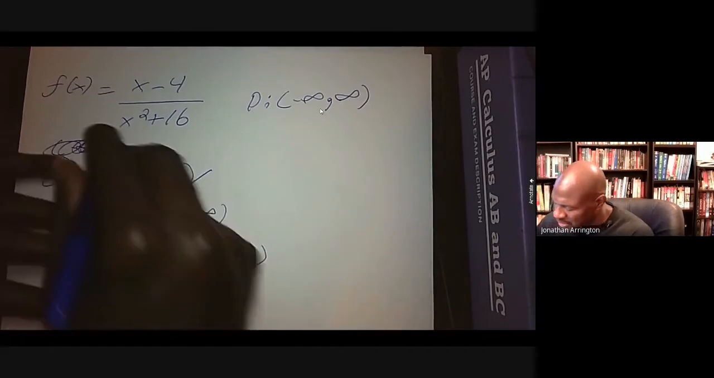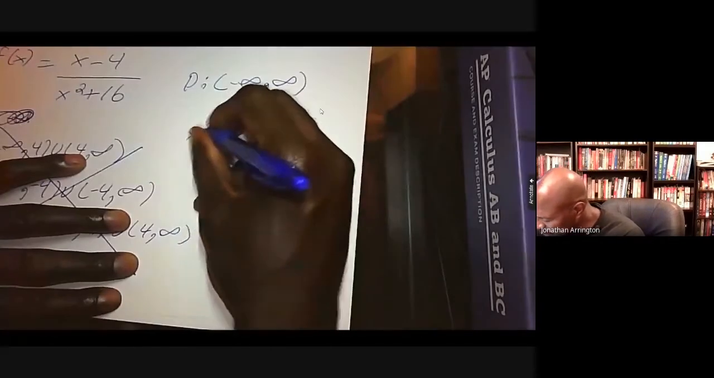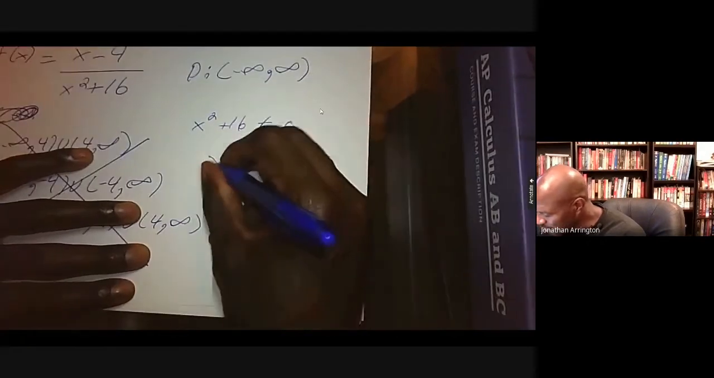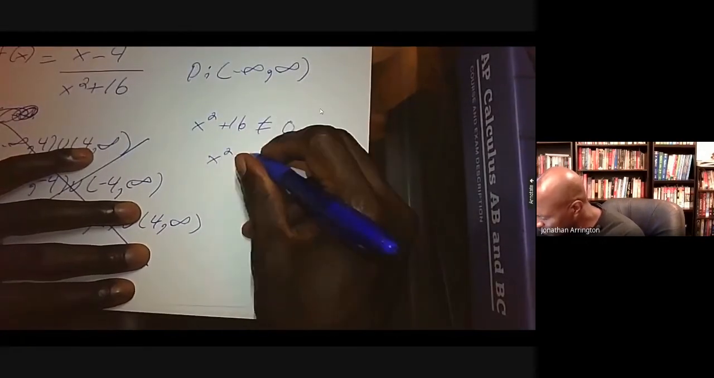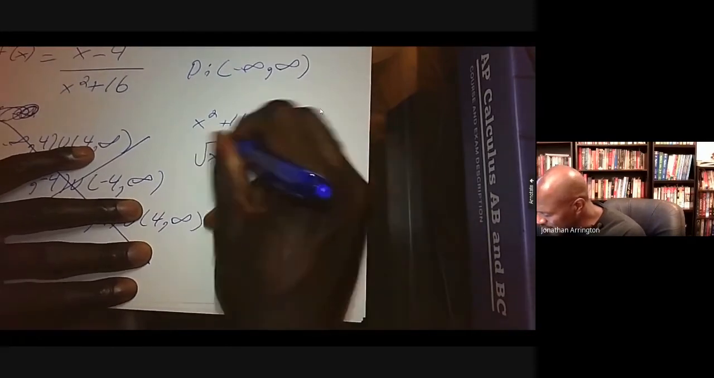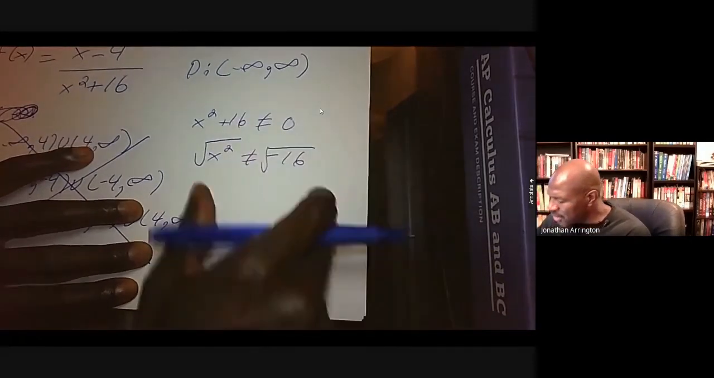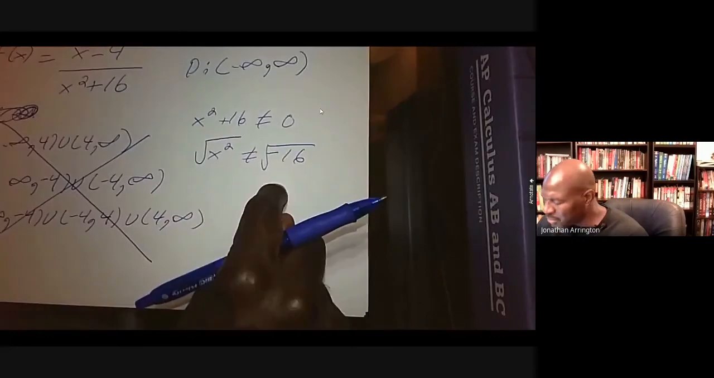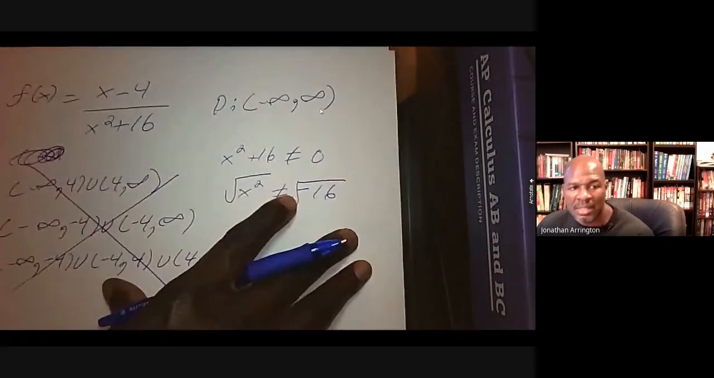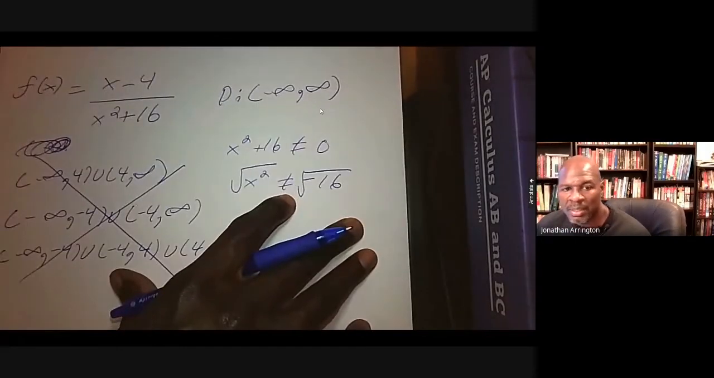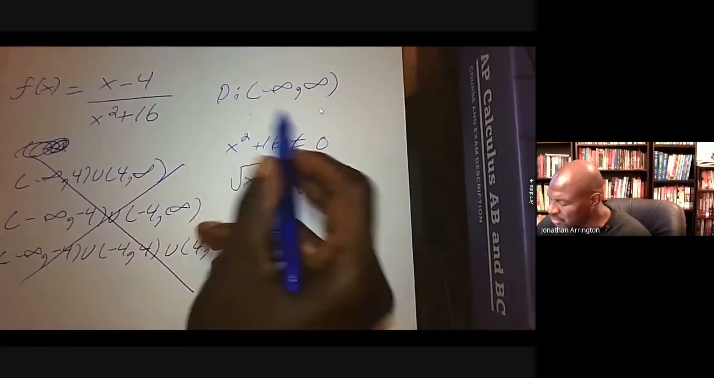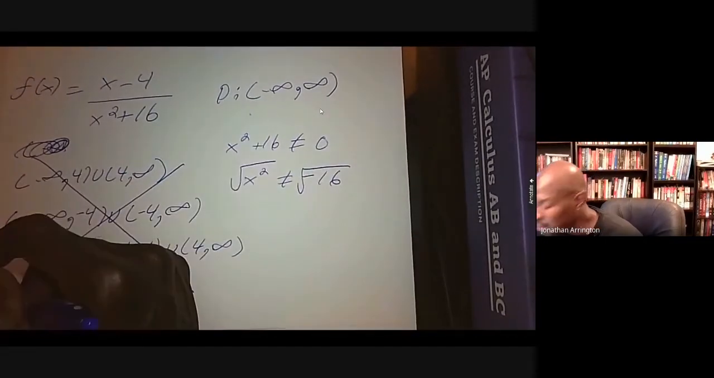And if you were actually working it out, you would say x squared plus 16 cannot be 0, which means x squared cannot be negative 16. And from there, you can't solve that with real numbers. You can't take the square root of negative 16 with real numbers. You can with complex numbers, but when we speak of domain, we're speaking of real numbers, so you can't. So this will never be 0, and therefore our domain is negative infinity to infinity.